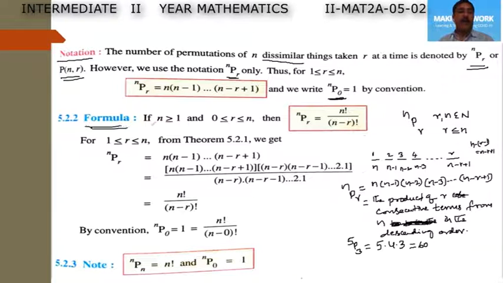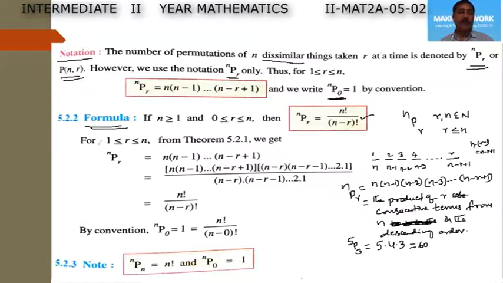If n is greater than or equal to 1, meaning the number of things given should be greater than or equal to 1, and 0 is less than or equal to r is less than or equal to n. So this is the condition on n and r. Then nPr is equal to n factorial by (n minus r) factorial. This is the formula. Now we can prove it.